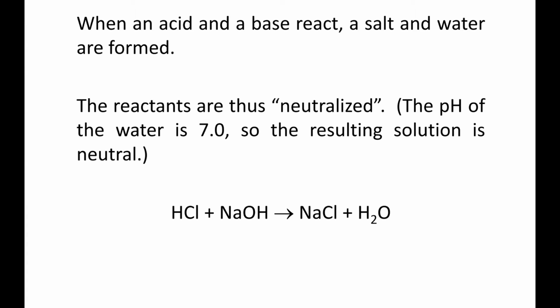So here you have an example. We have hydrochloric acid, so here's our acid. Here's our base. And then we end up with sodium chloride, which is a salt, and then, of course, water. Okay, HCl will have a pH less than 7. NaOH will have a pH above 7. And then the salt and water has a neutral pH.